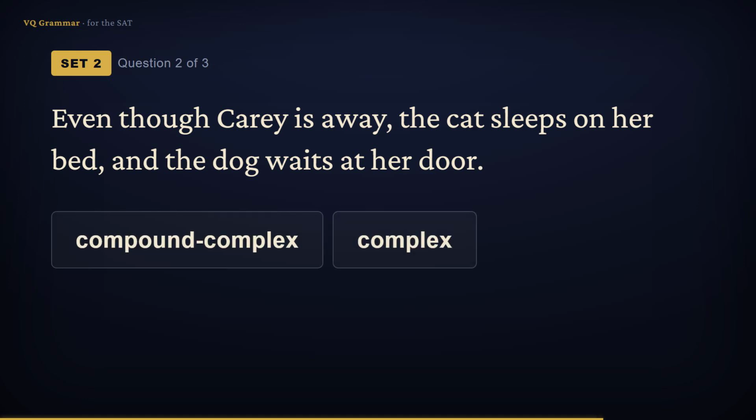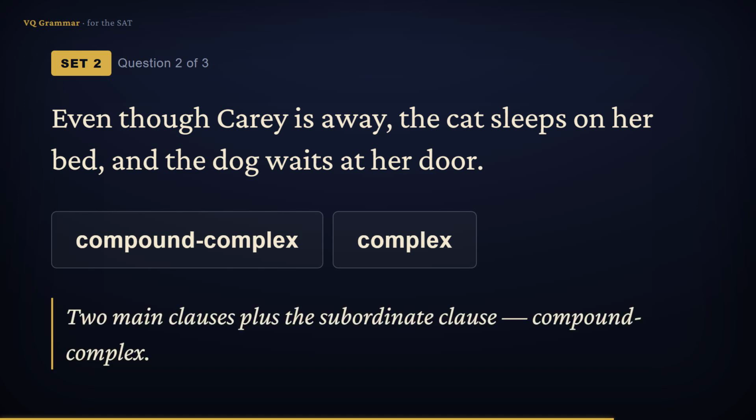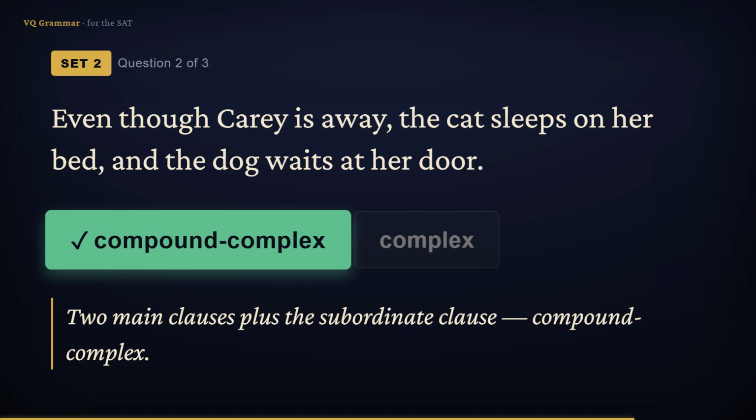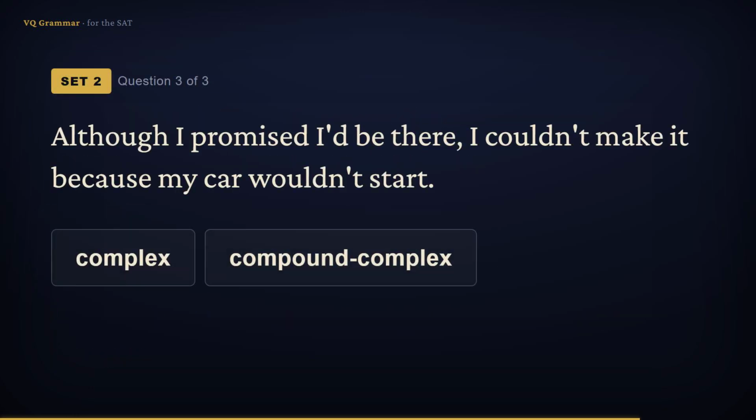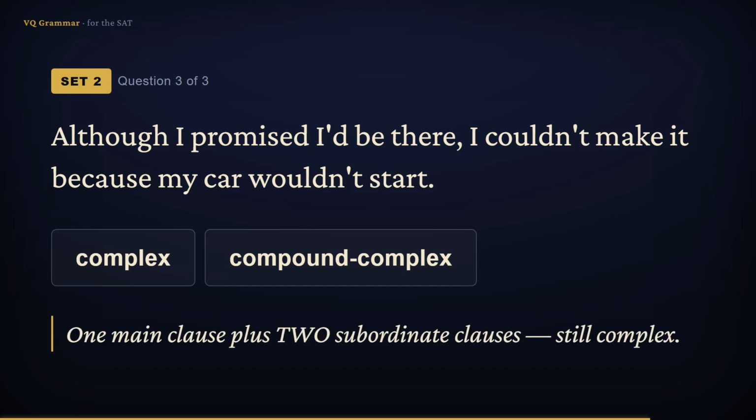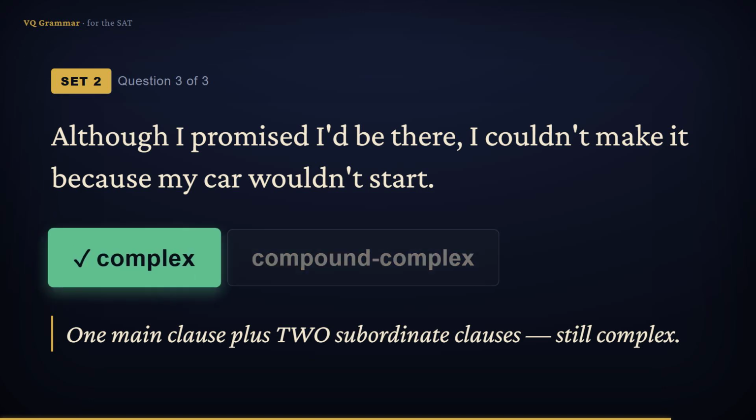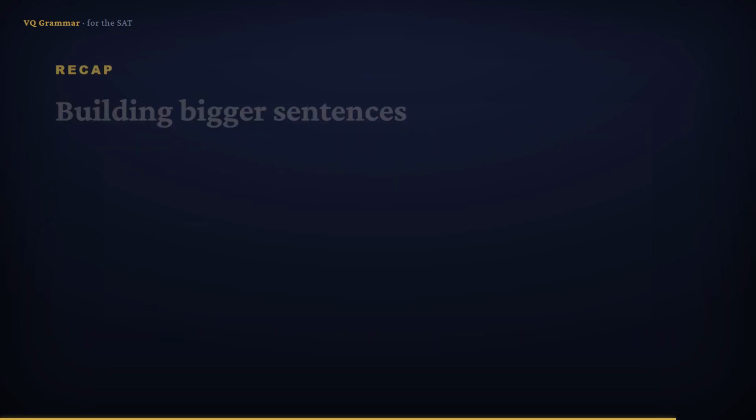Even though Carrie is away, the cat sleeps on her bed and the dog waits at her door. Two main clauses. The cat sleeps and the dog waits, plus the subordinate, even though Carrie is away. So the answer is compound complex. Although I promised I'd be there, I couldn't make it because my car wouldn't start. Only one main clause. I couldn't make it. But two subordinate clauses. Two subordinates don't make it compound complex. So the answer is complex.